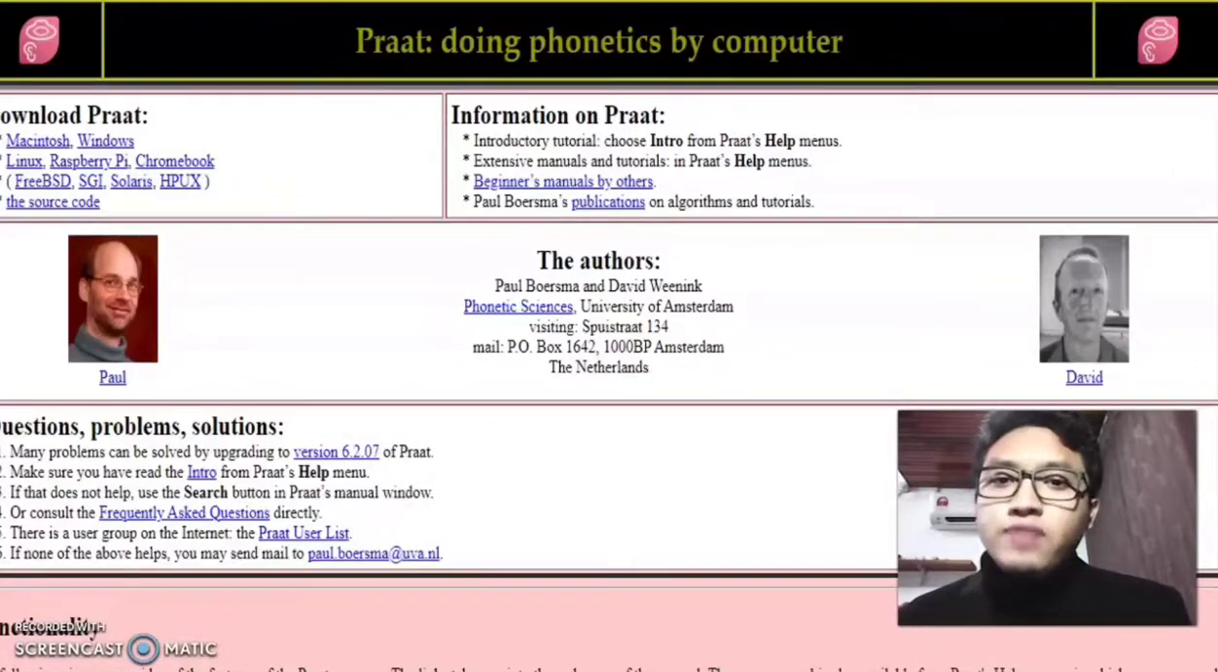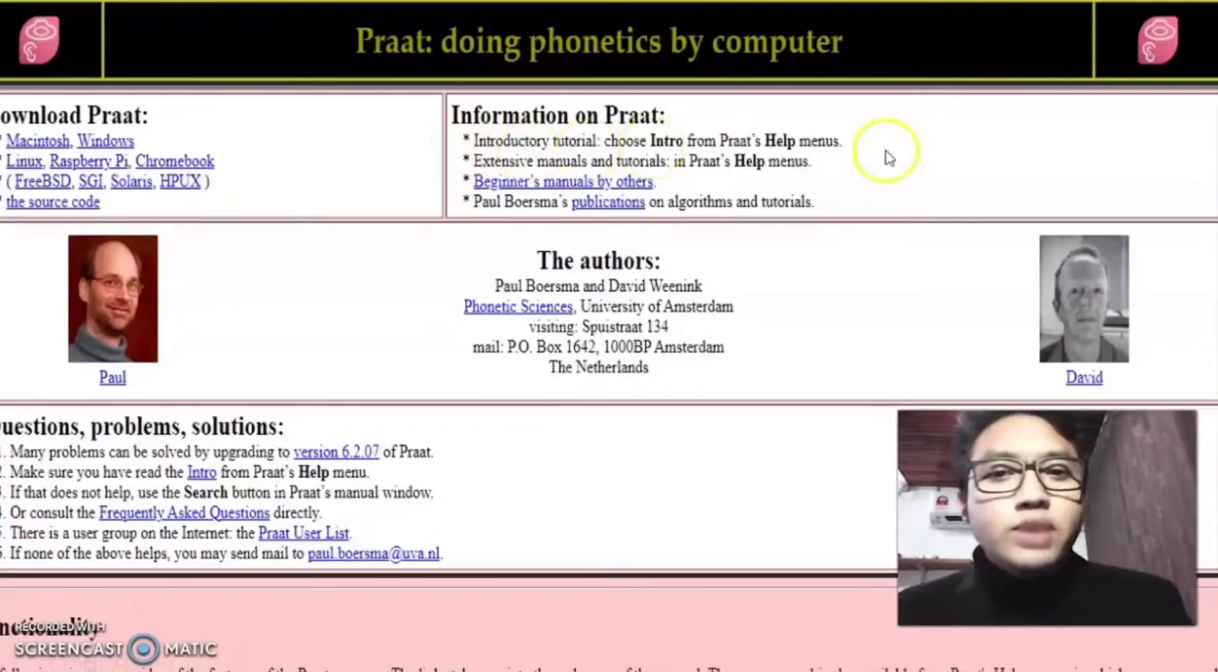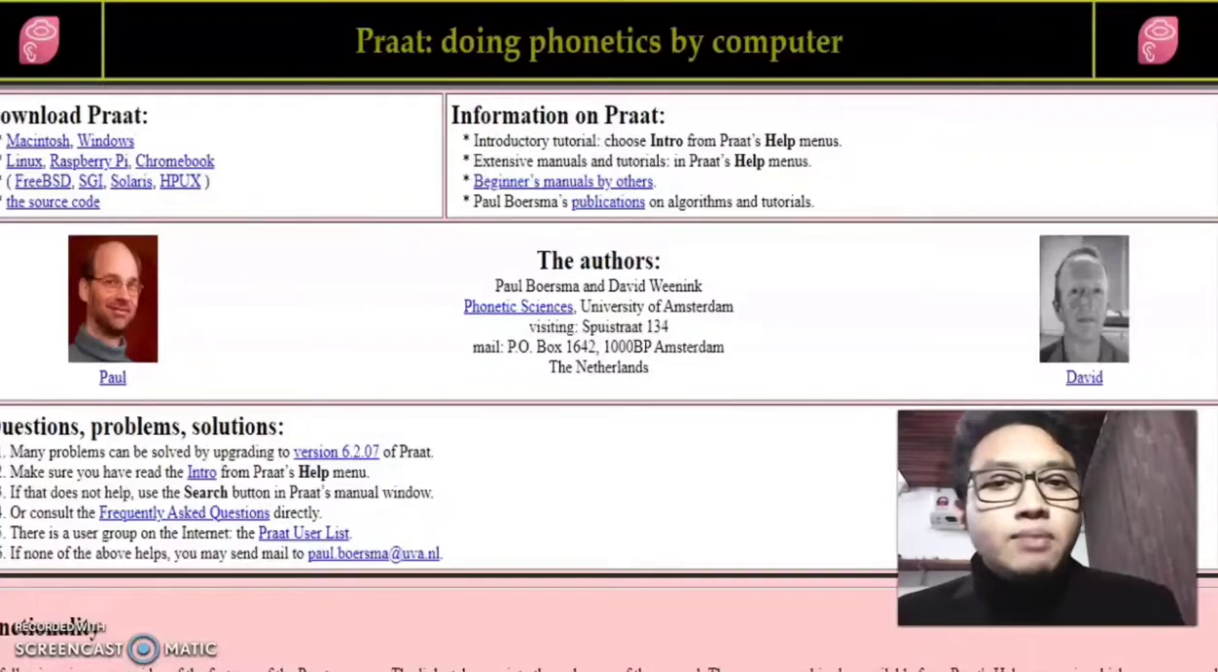But before I explain further how to download it, let me explain about the other panels. Next is the panel information on Praat, which is here. As you can see, this panel helps people who just started using Praat by giving them a manual on how to do it. By clicking the blue Beginner's Manual by others, we will go to a different page and we can view the simple paragraph format tutorial there.